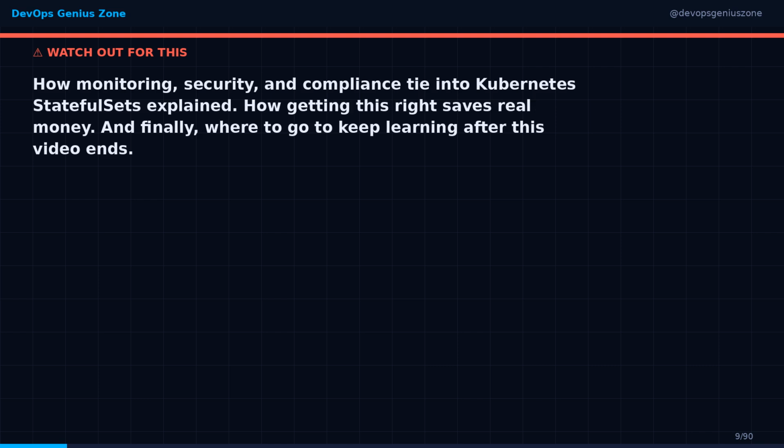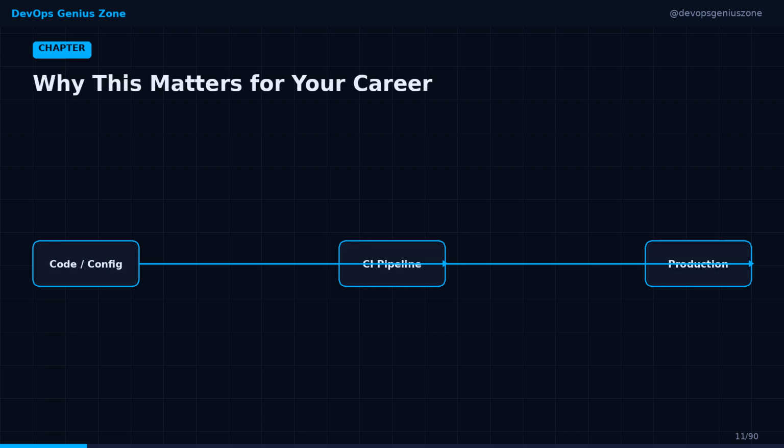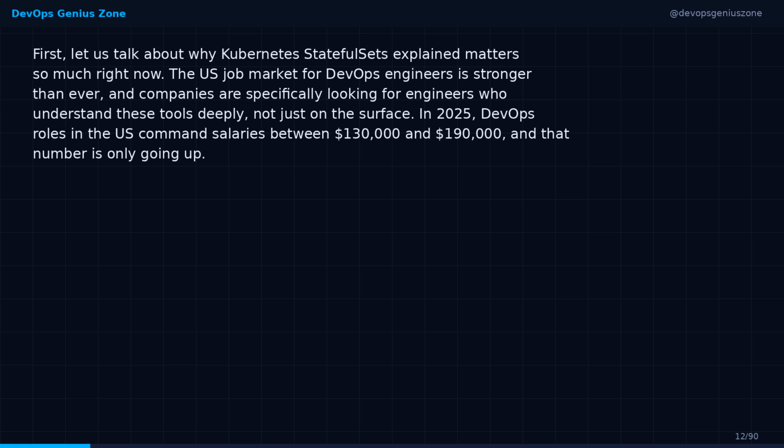Let's get into it. First, let us talk about why Kubernetes StatefulSets explained matters so much right now. The US job market for DevOps engineers is stronger than ever, and companies are specifically looking for engineers who understand these tools deeply, not just on the surface. In 2025, DevOps roles in the US command salaries between $130,000 and $190,000, and that number is only going up. Knowing Kubernetes StatefulSets explained inside and out can literally change your career trajectory.